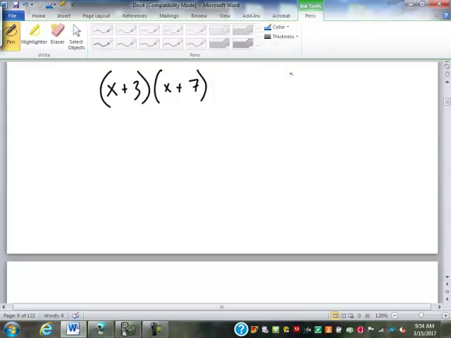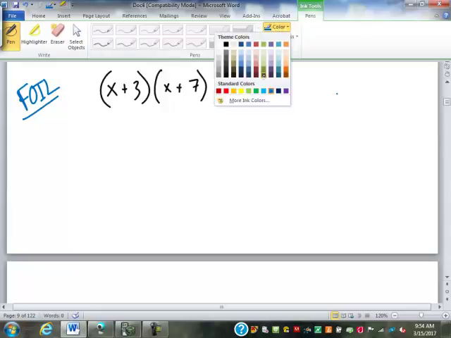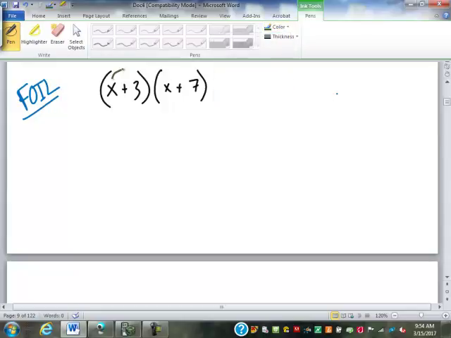We ran into problems like this, x plus 3 times x plus 7, and we multiplied them out. Now, we did them the long way, and then we used the FOIL. I'm going to review FOIL here for just a second. FOIL, the F stood for first. So we took the first digit of each number and we multiplied them together. X times x is x squared.